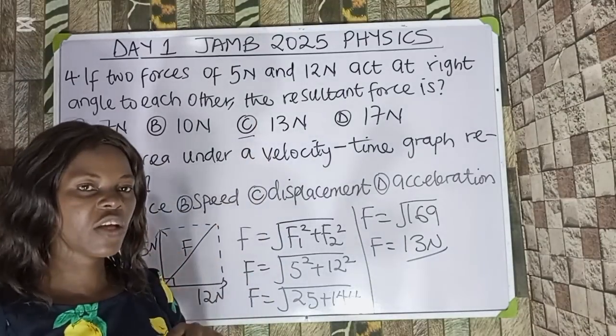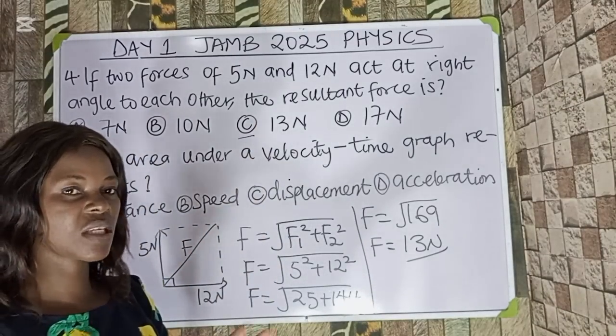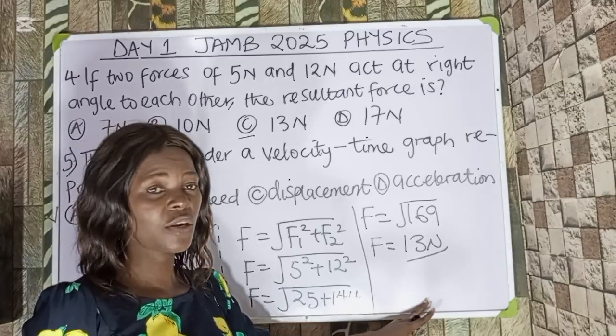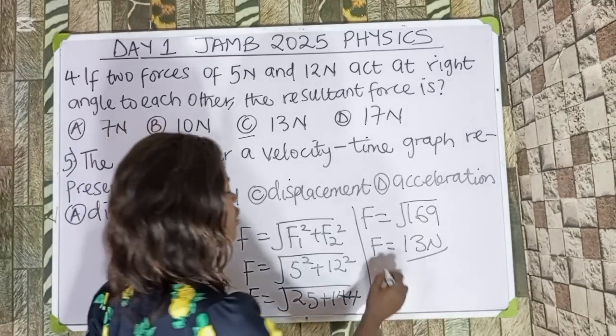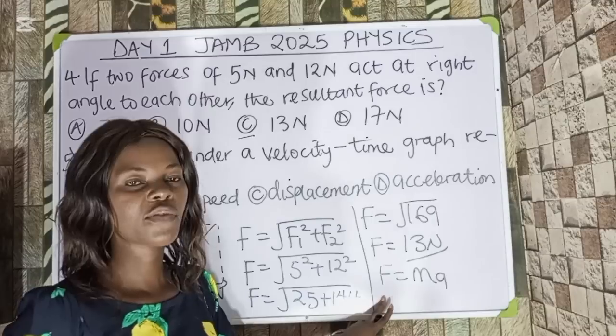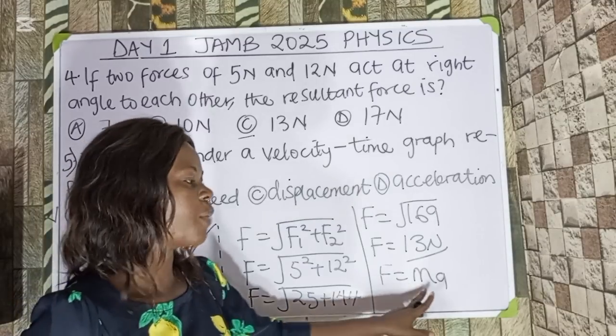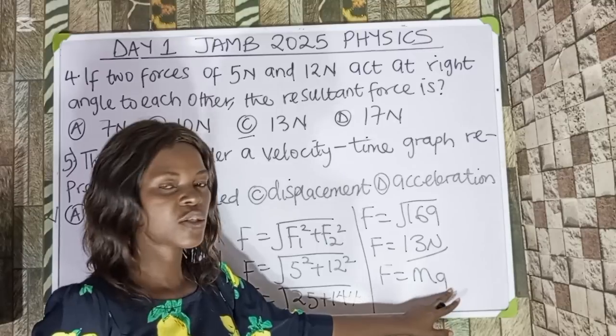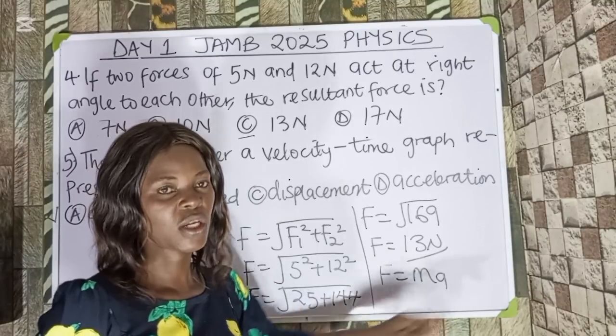But peradventure, the question says again, because you know they normally change questions, and you should get the acceleration and we are given the mass. Okay, we now remember that F is equal to M times A. Now I have gotten this force to be 13. If I put the mass here and make A the subject, I'm going to get the acceleration. I hope that is clear.